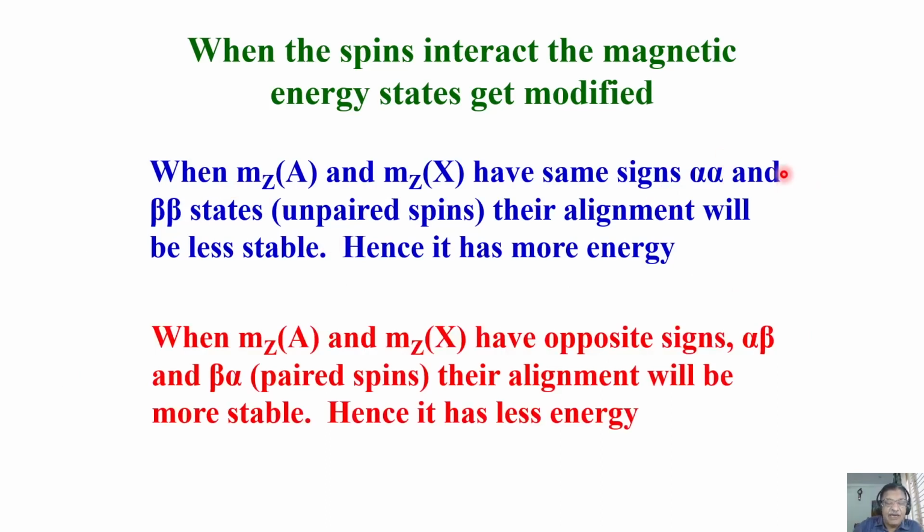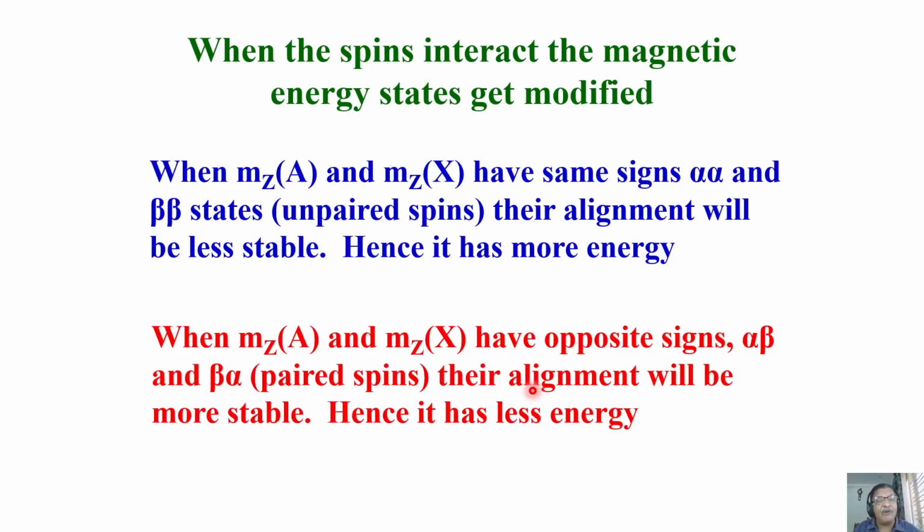Similarly, what happens to opposite spins, opposite signs? For example, alpha beta and beta alpha. These are paired spins. When these spins are paired, the alignment is more stable.